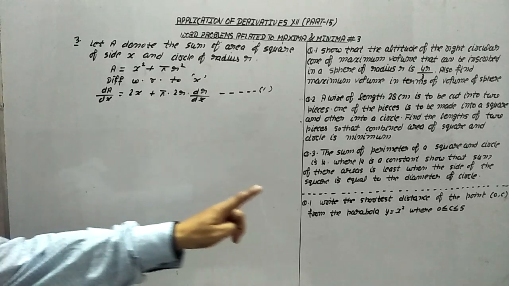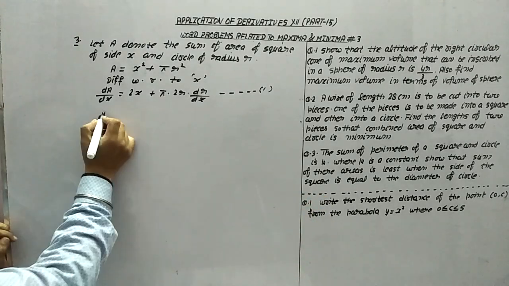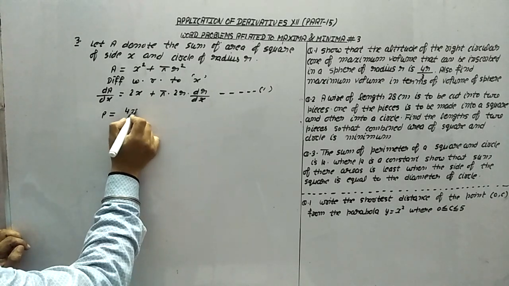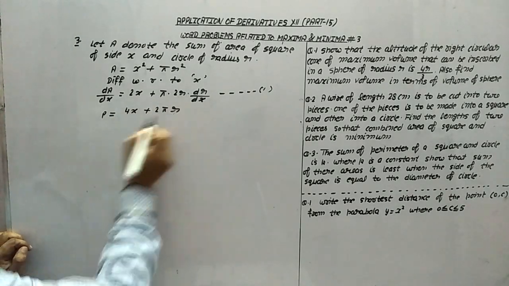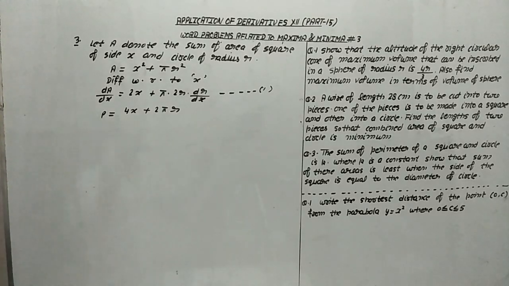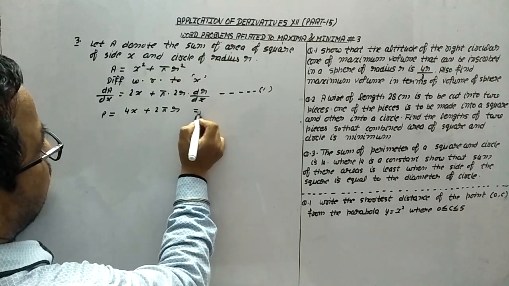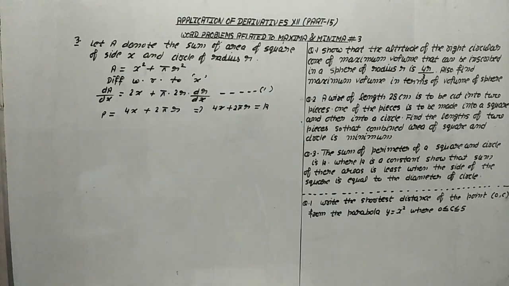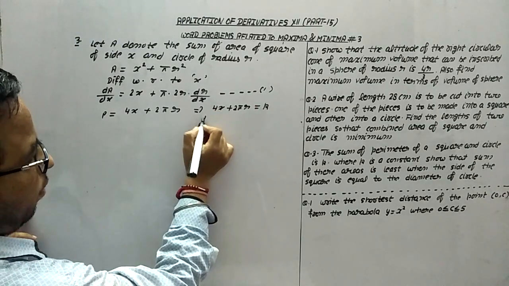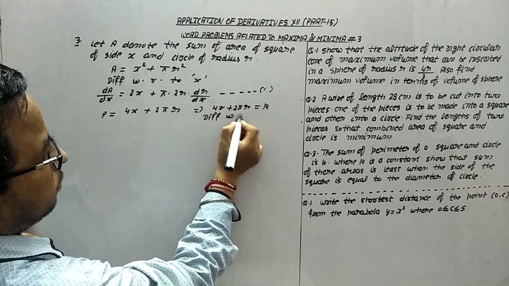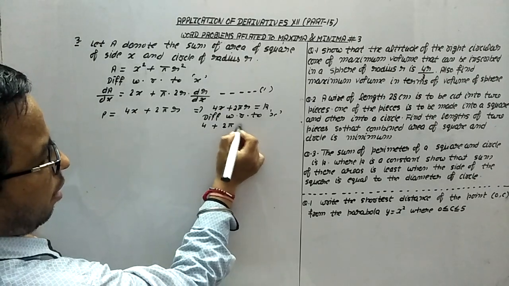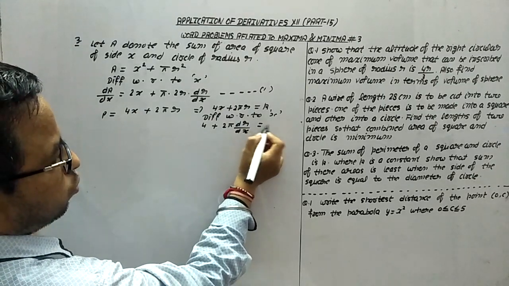Now it is given that the sum of their perimeters is constant. So P is equal to 4x plus 2 pi r, and this P is equal to K, which is constant. It means 4x plus 2 pi r is equal to K. Now differentiate with respect to x. It means this becomes 4 plus 2 pi r dr by dx is equal to 0.